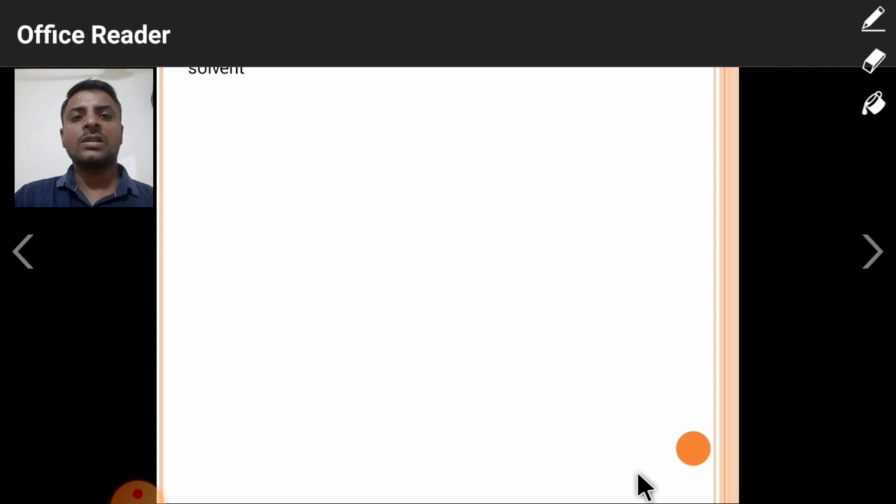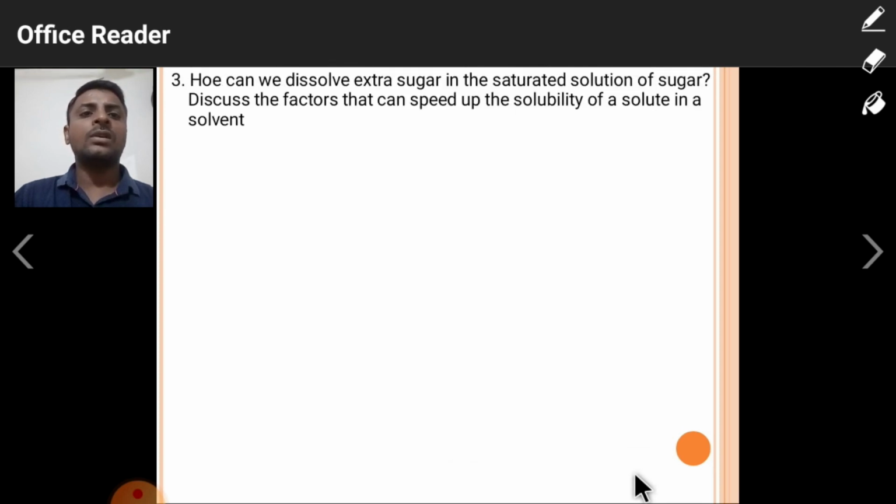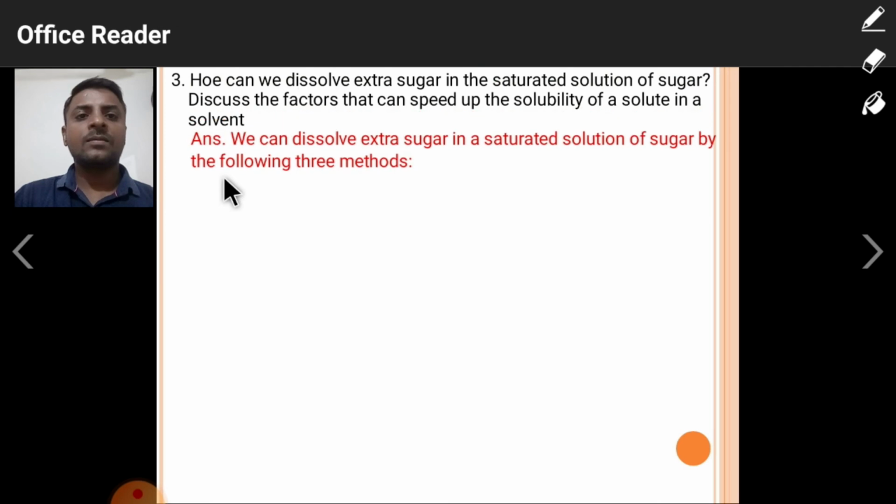Let's see, the next question is, how can we dissolve extra sugar in the saturated solution of sugar? Discuss the factors that can speed up the solubility of a solute in a solvent. Let's see, the answer is, we can dissolve extra sugar in a saturated solution of sugar by the following three methods.